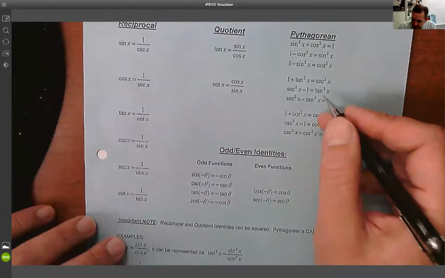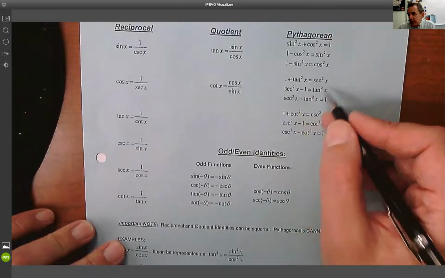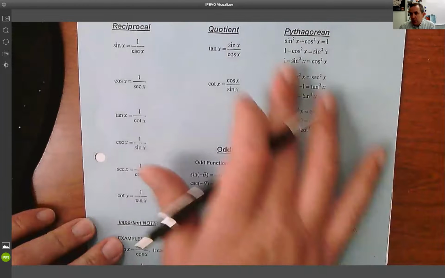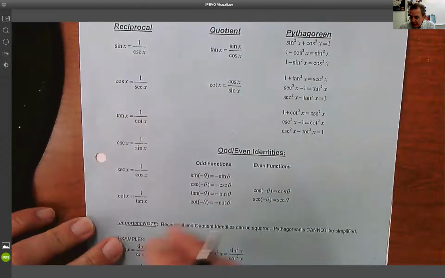So the next one has to do with tangent and secant. So 1 plus tangent squared equals secant squared, and 1 plus cotangent squared equals cosecant squared. So that's what we talked about last time. What I want you to do is have these handy as we do the problems, because that's going to help you out a bunch.